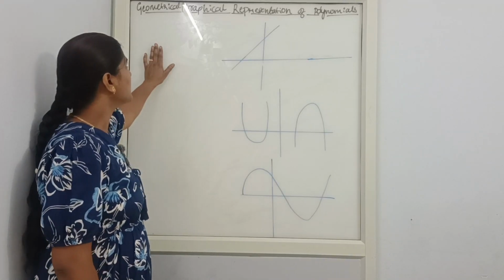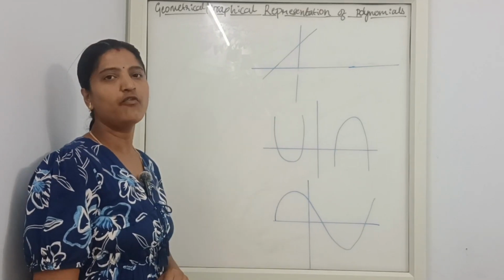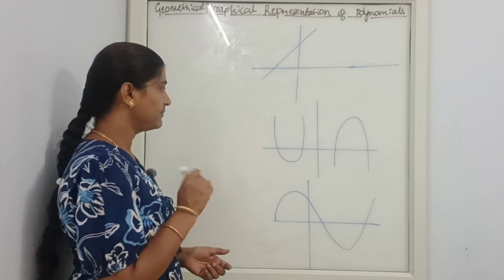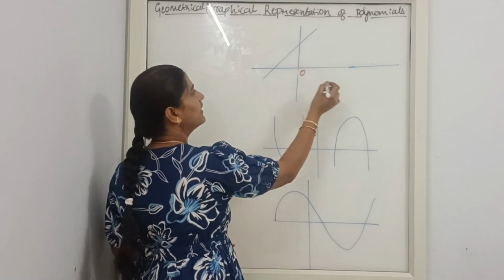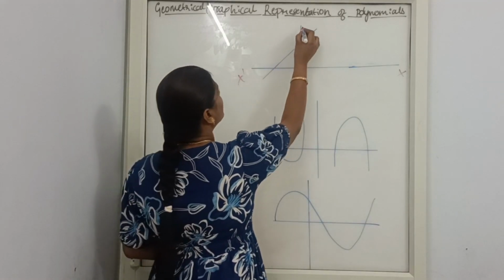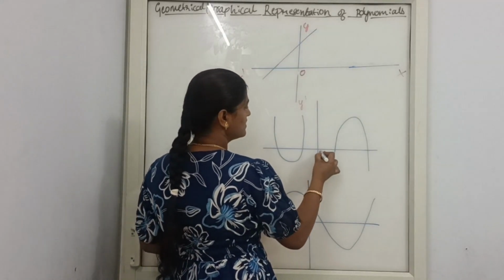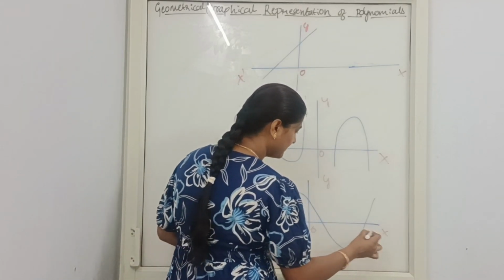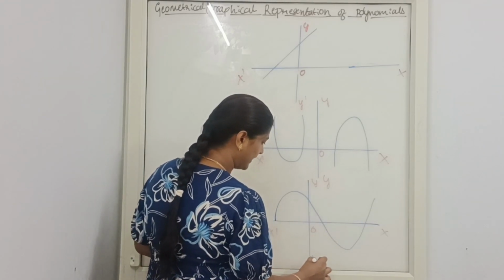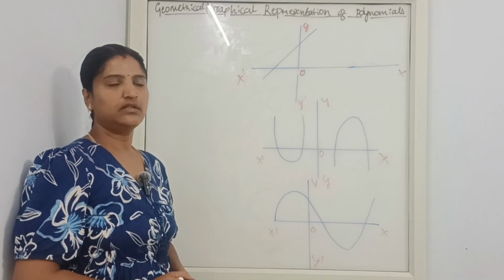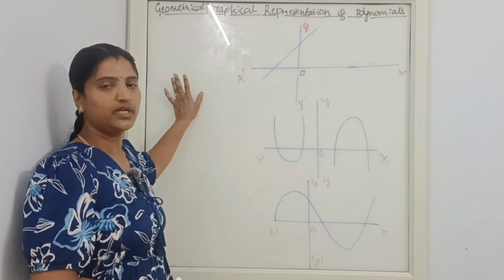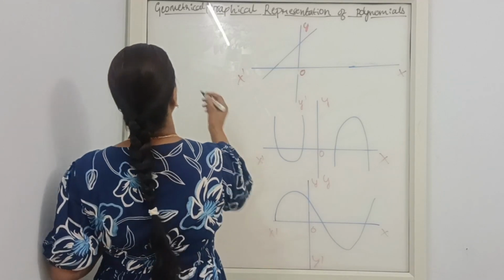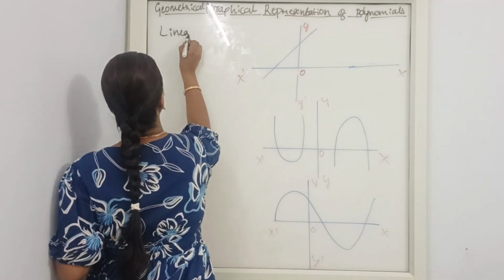Next topic is the graphical or geometrical representation of a polynomial. You are already familiar with the graph. A graph is like a Cartesian plane: horizontal x, x dash, y, y dash. So you should know this basic for representing this. Firstly, we should see how the geometrical representation of a linear polynomial will be. So the first thing we need to see is the linear polynomial.